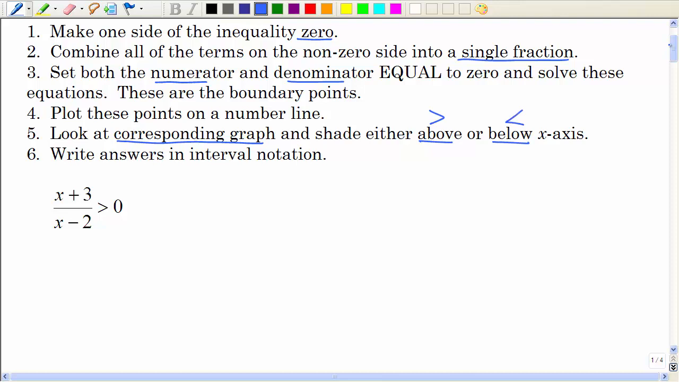Right? So in this first example, we have 0 on one side and a fraction on the other. Okay, so the first two steps are done. I'm going to set the numerator equal to 0, the denominator equal to 0, and solve. And I'm going to place these on our number line.